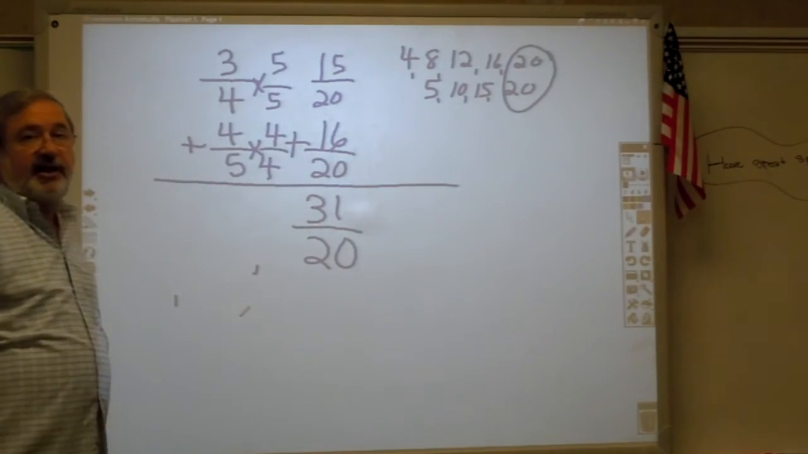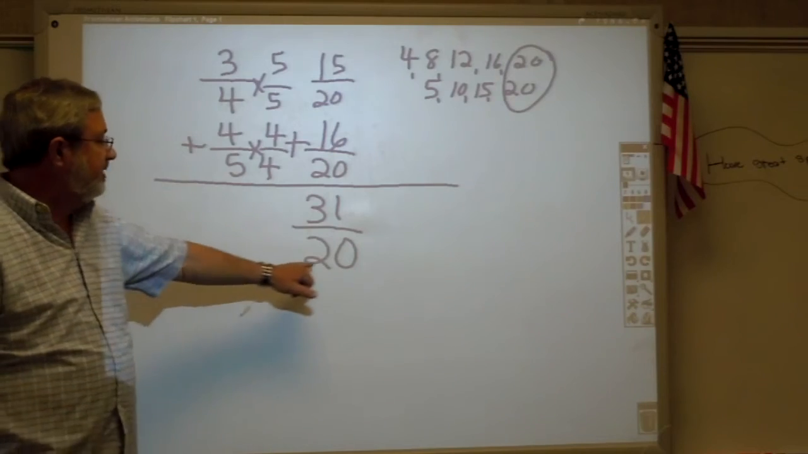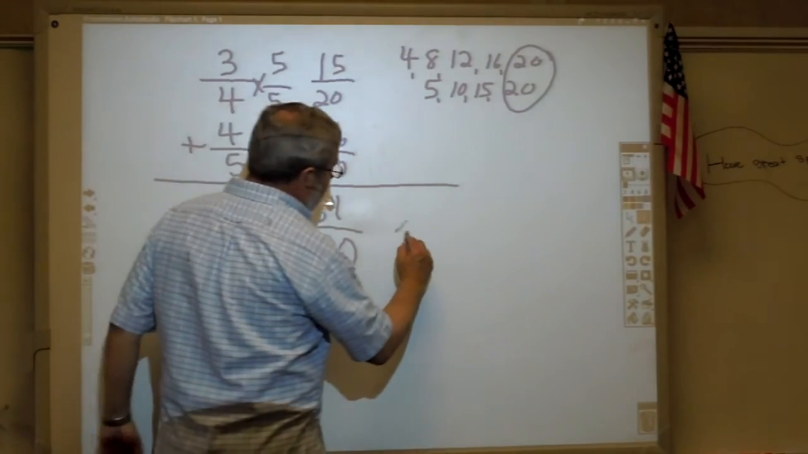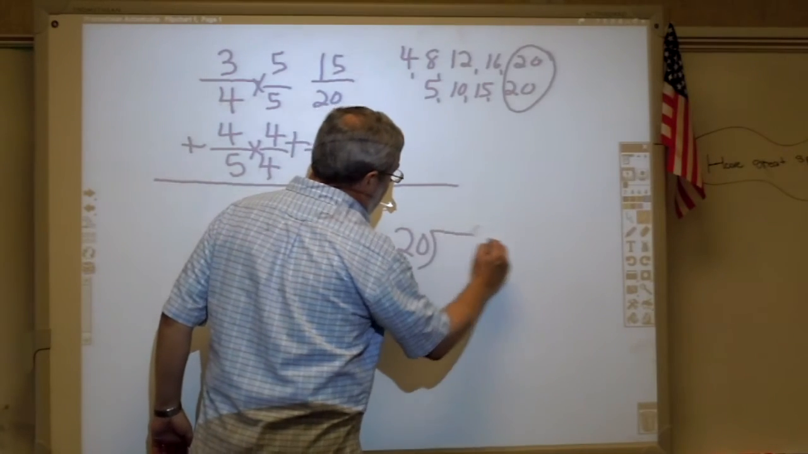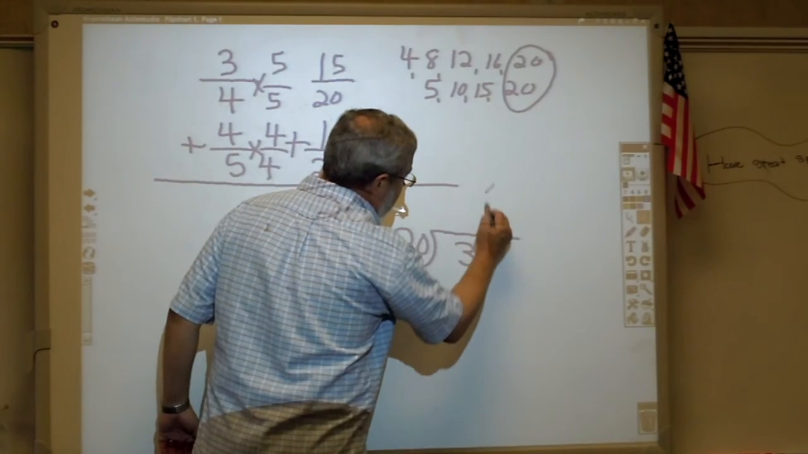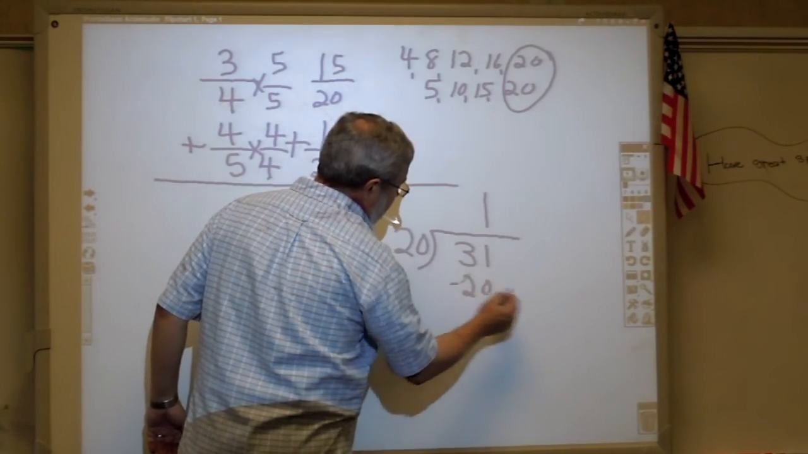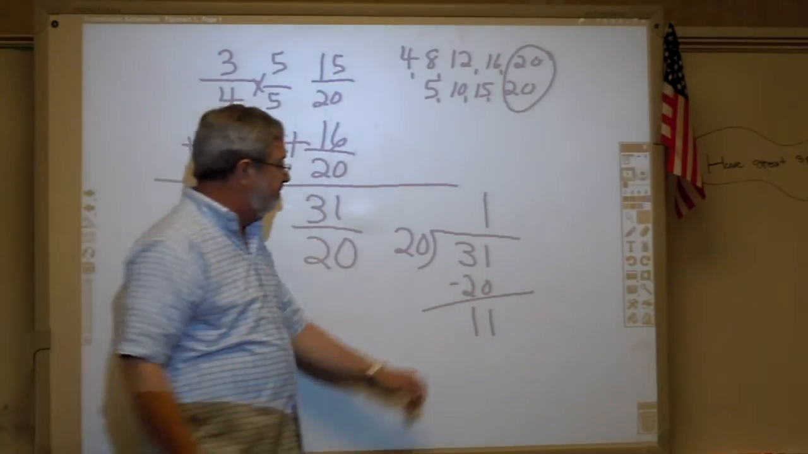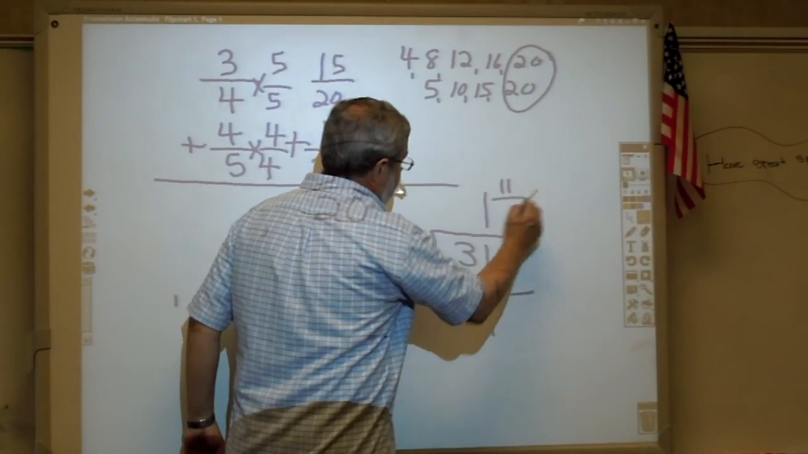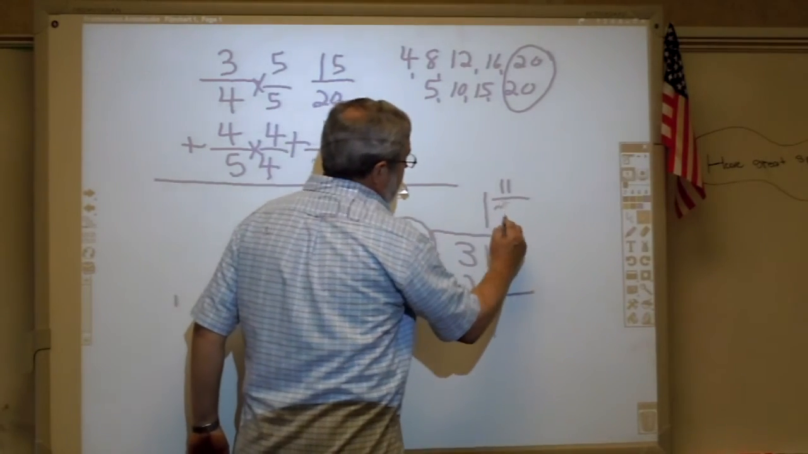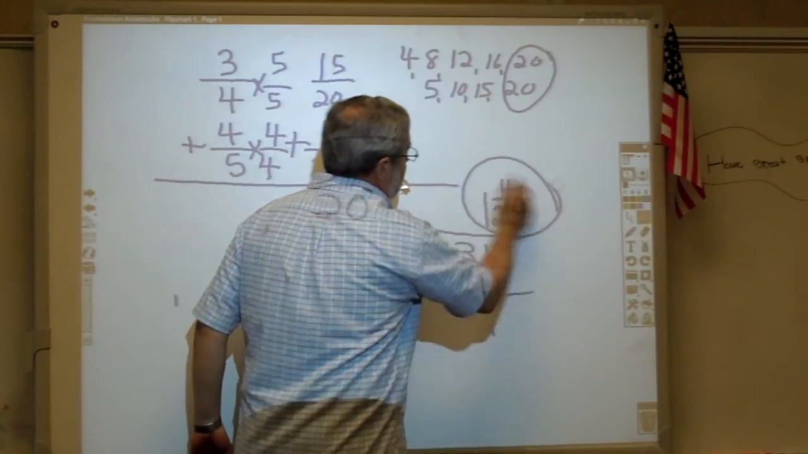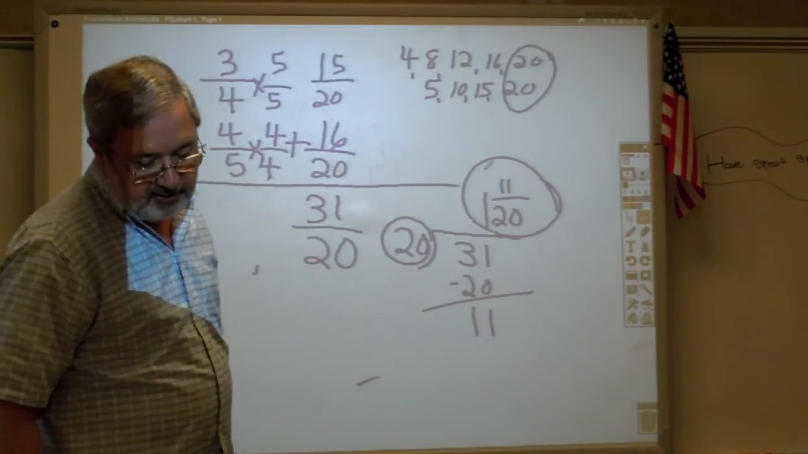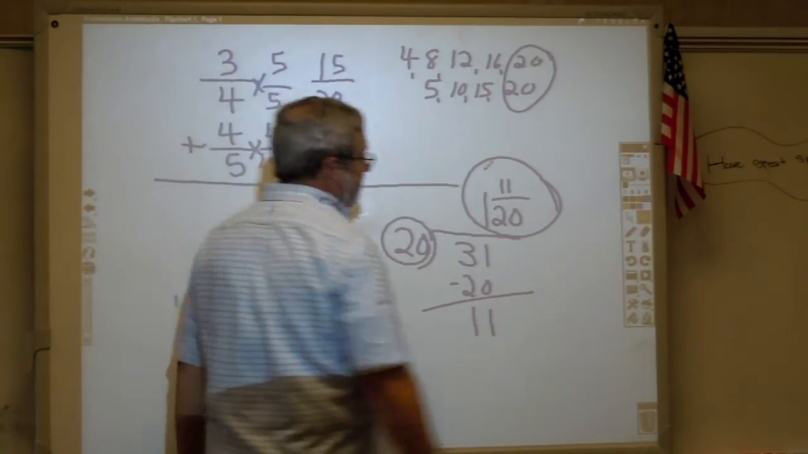This is different from the last few that we've done. This is now giving us an answer that is an improper fraction. Remember, you cannot leave it in that form. So you must do this next step right here. And if we do that, we'll have a remainder of 11. My 11 goes up top. My divisor of 20 goes underneath it. And that would be an answer of 1 11/20.